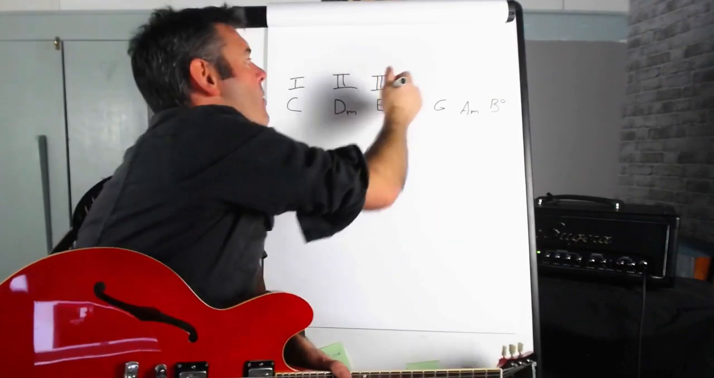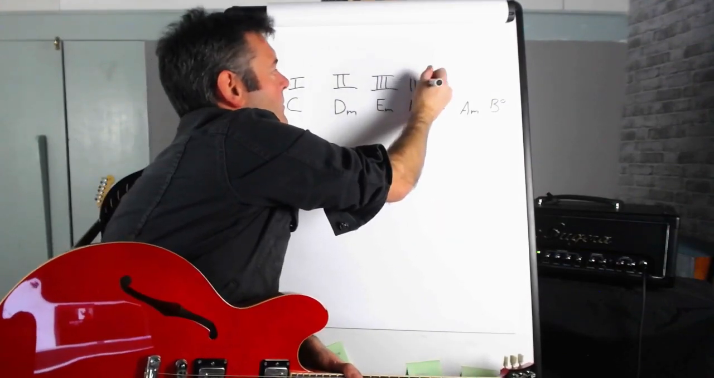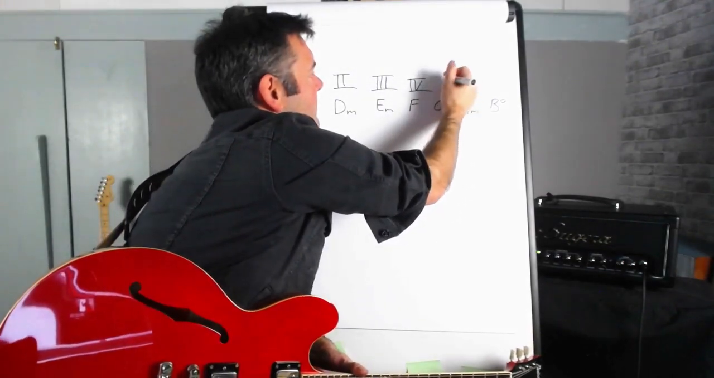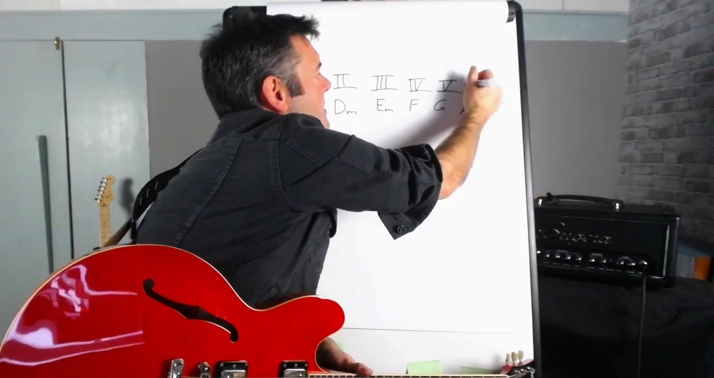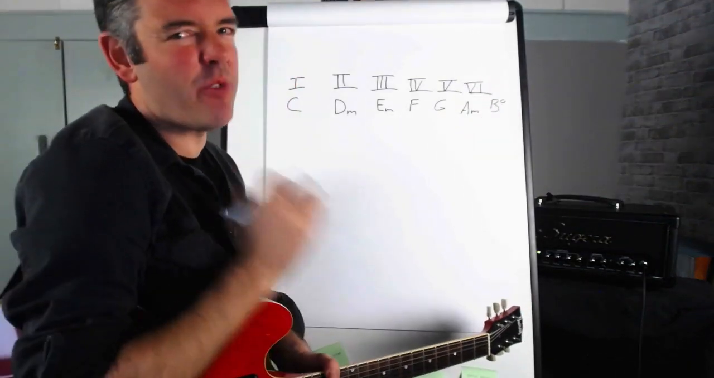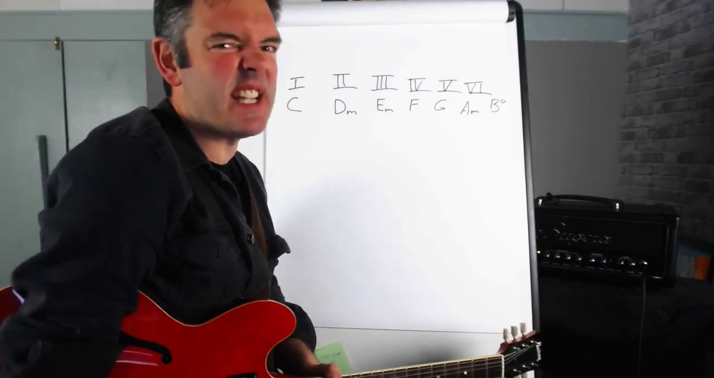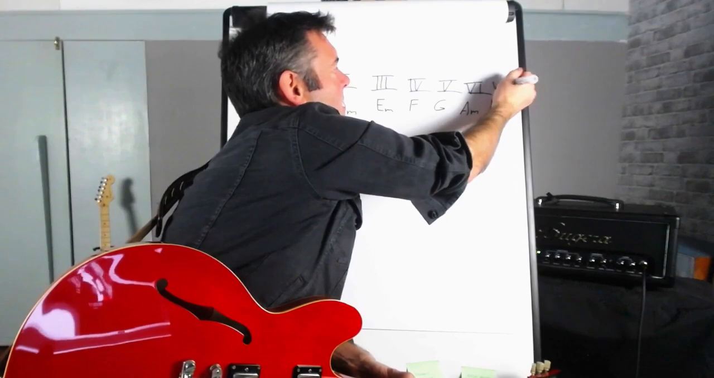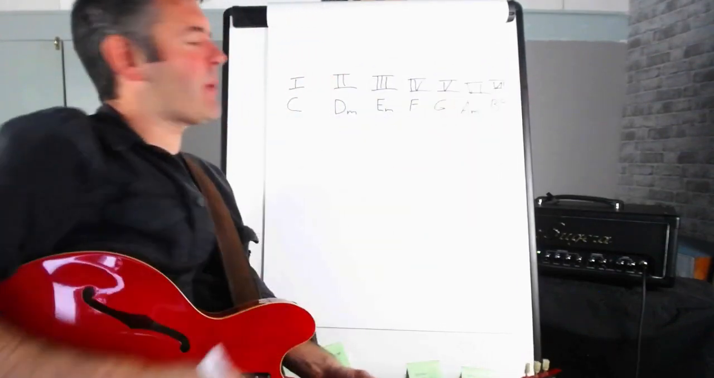E minor is chord 3, F is chord 4, G is chord 5, A minor is chord 6, and chord 7 is B diminished. We're not really going to be using this one today. It's probably the least commonly used chord in any key, but let's number it anyway as number 7. But we won't be using that one today.